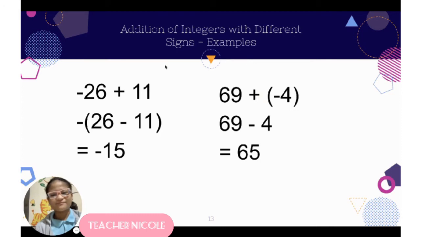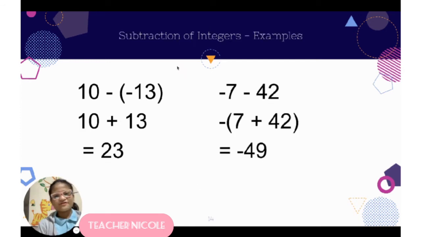Next, we have what we do with different signs. Negative, positive, subtract, find the bigger number. The bigger number is 26. We get the sign of that bigger number in our answer, so negative 26 plus 11 equals negative 15. 69 plus negative 4, the same as 69 minus 4, and it's 65.